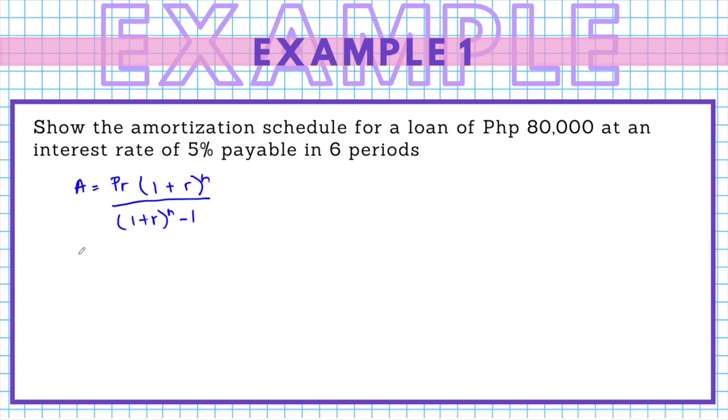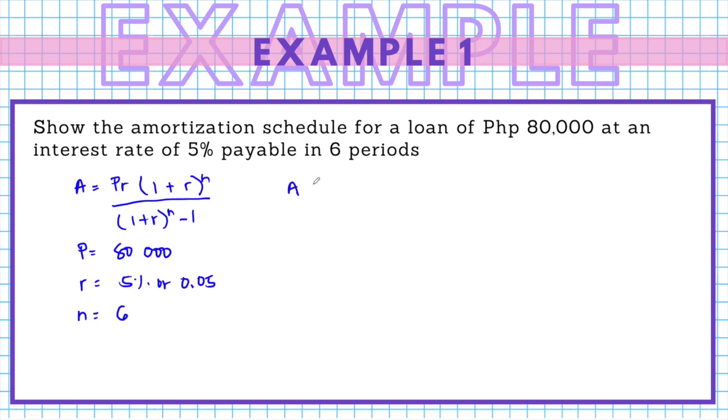So let us identify the values that are given here in our problem. We know that the principal, or the amount to be borrowed, is 80,000 pesos. While the interest rate R is equal to 5% or 0.05. And the periods, or the number of times payment will be made, is 6.